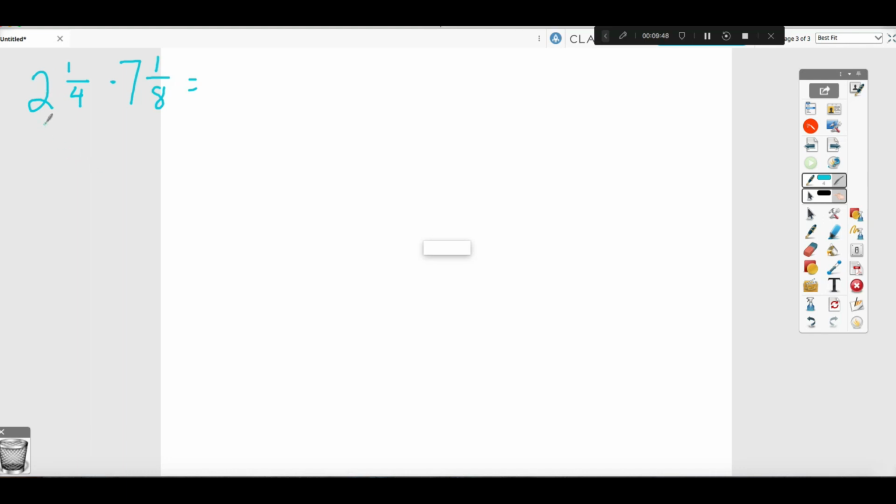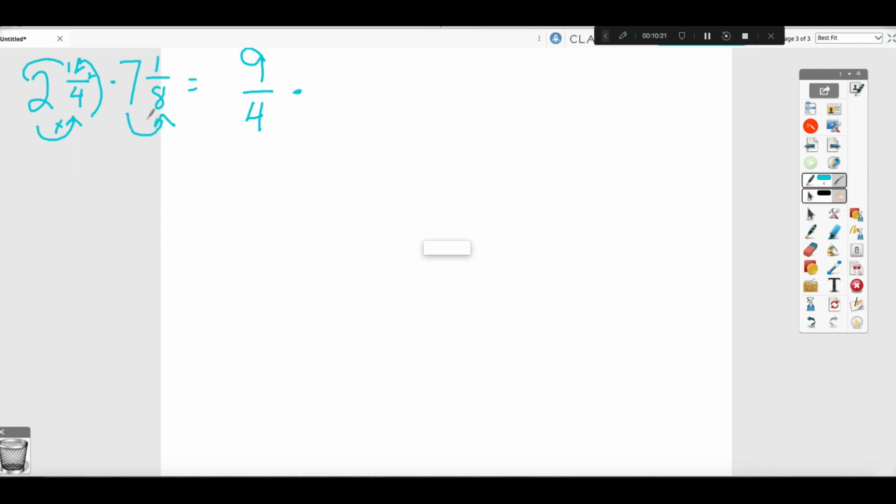Popcorn. Popcorn that beast. Remember what that means? 2 times 4 is 8, plus 1 is 9. And then we draw this pretty little thing here. And look, that just looks like a piece of popcorn. 9 over the top of what number? 4. 9 over 4.